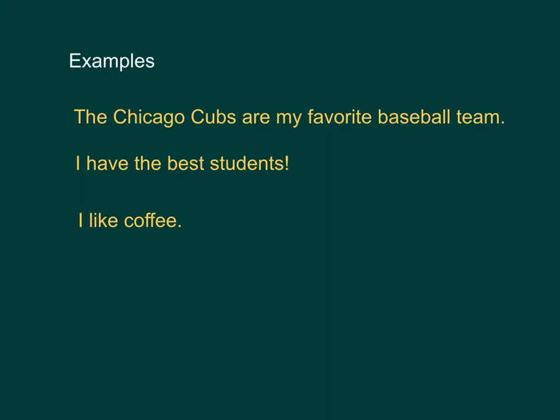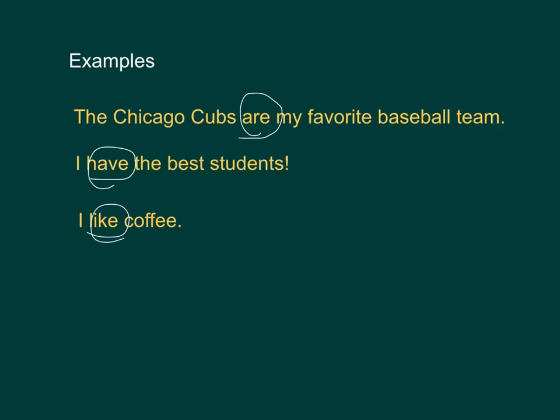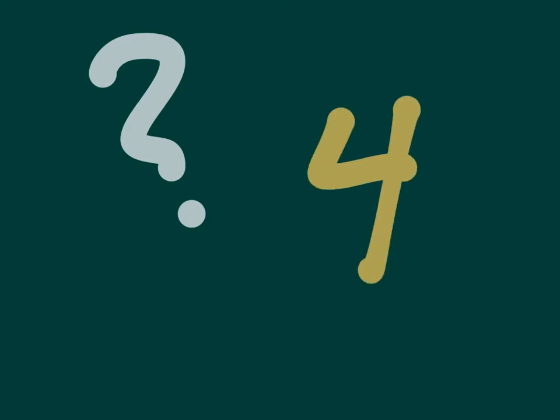Although my sentences are pretty basic, are they complete sentences? The answer is yes. Does each sentence have a verb? The answer is yes. Does each sentence have a subject? Once again, the answer is yes. Do you know how many different types of sentences there are? If you said 4, you would be correct.